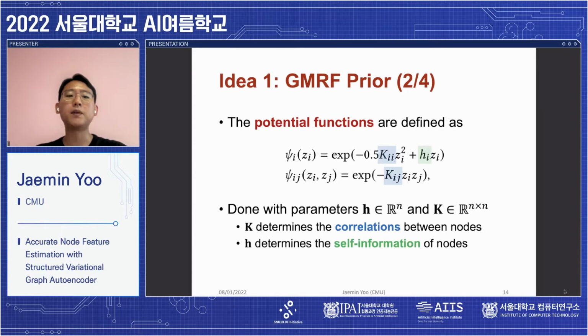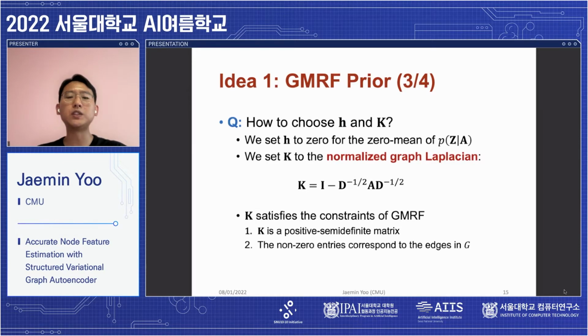And specifically, the potential functions are defined as follows with two parameters k and h. So this modeling is done with h and k, which have different roles in the Gaussian Markov random field. Here, k determines the correlations between nodes because it appears in both node and edge potential functions, and h determines only the self-information of nodes because it appears only in the node potential function. The question is how to choose those two parameters from only the given graph without requiring parameter estimation.